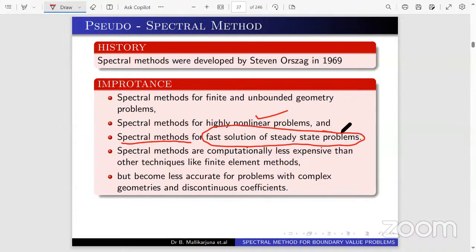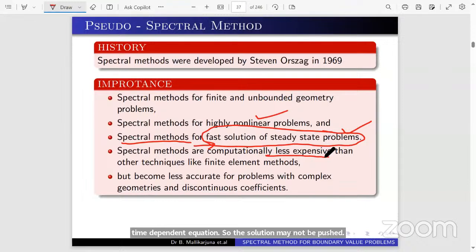For unsteady, it depends. Suppose the equations are coupled equations with unsteady, that means with respect to the time dependent equation, so the solution may not be fast. And computationally, it is less expensive. That means you can write the code for this algorithm in any language. There is no specific restriction, like being based on C or C++. There is no restriction like that.